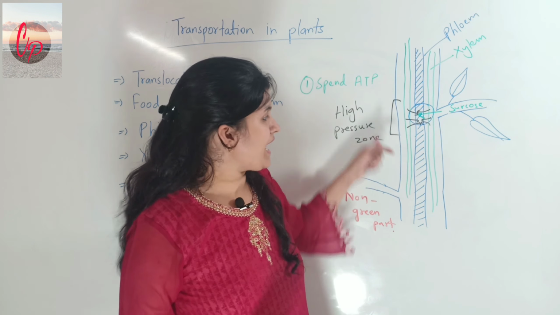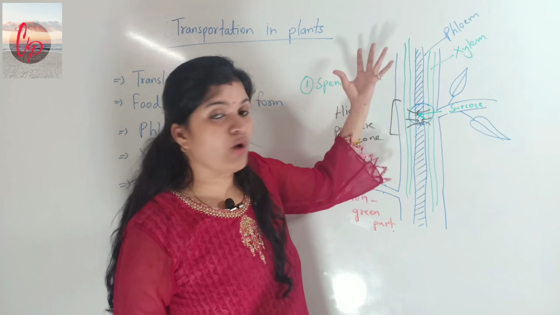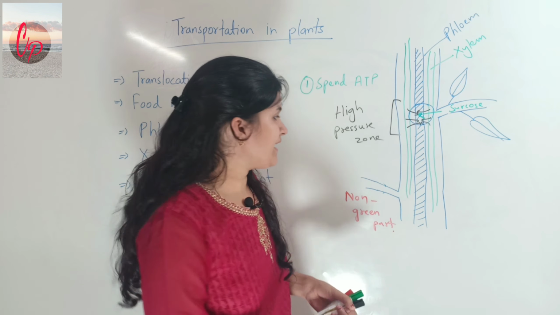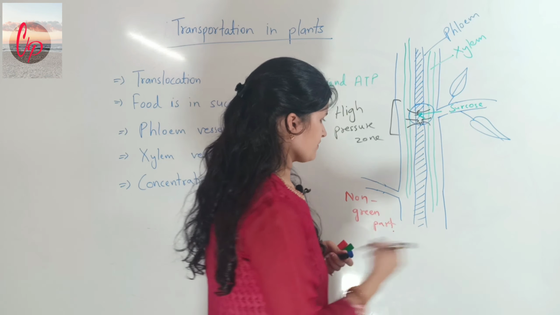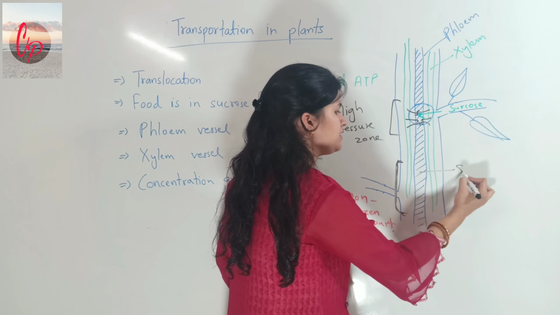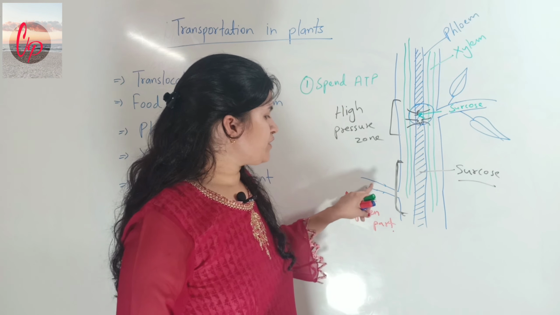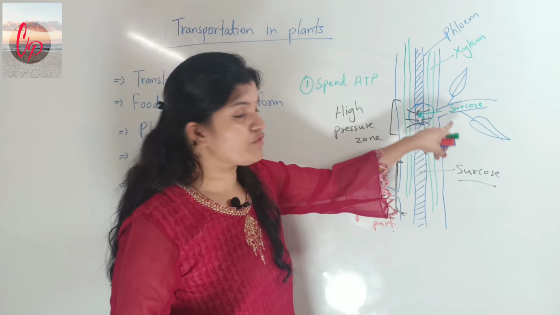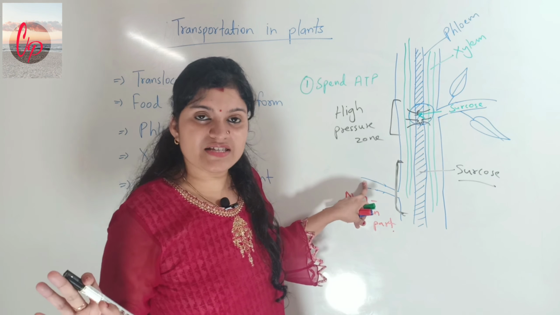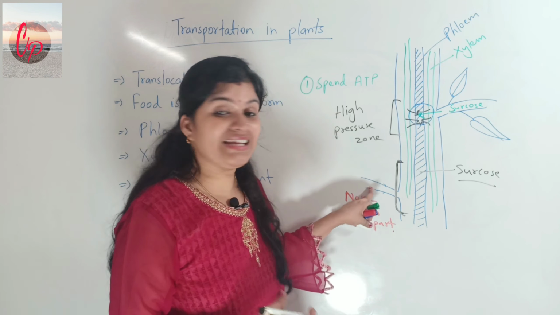So what will happen for that? The things which are present here will start moving, they will start coming down, or they can go up also. Suppose they are coming down. As the solutes pass, sucrose will gradually come down, and as it passes through this area, this is the non-green part of the plant. Sucrose is lacking here, because this is the non-green part of the plant. It has not made its food, so sucrose is lacking here. That means the concentration of solute is very low here.